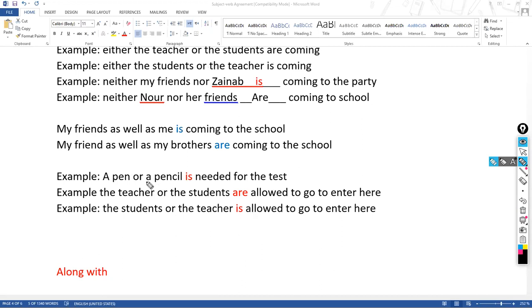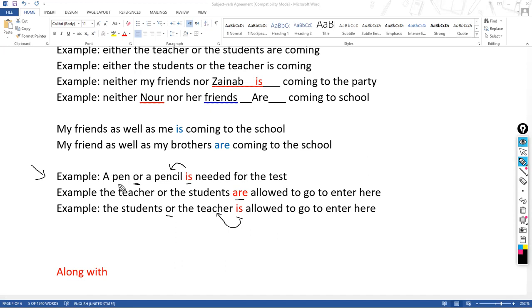Okay, now let's discuss or. Now, if I want to say a pen or a pencil is needed for the test, it is the same. Absolutely. With or, I have to take a look at the closest noun. If the closest noun is a plural, you have to use a plural verb. Singular, singular. Okay? The second example, I have the teacher or the students now are allowed to go to the center. The final example is saying the students or the teacher now is, because it is the closest noun, allowed to go to the center.